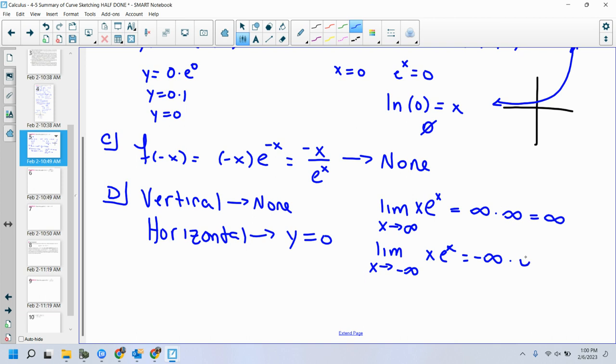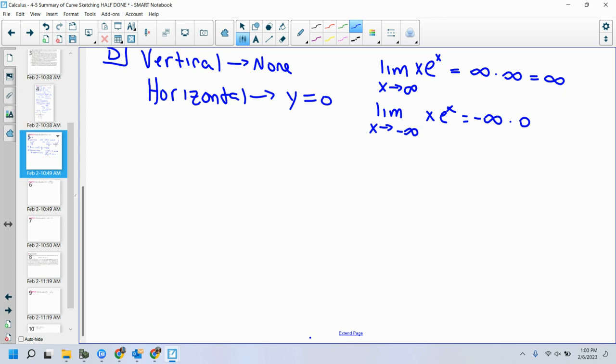What do we have here? This is an indeterminate form, right? This is an indeterminate form. So we have to do L'Hopital's rule, where we have to say, okay, let's take the reciprocal of one value.